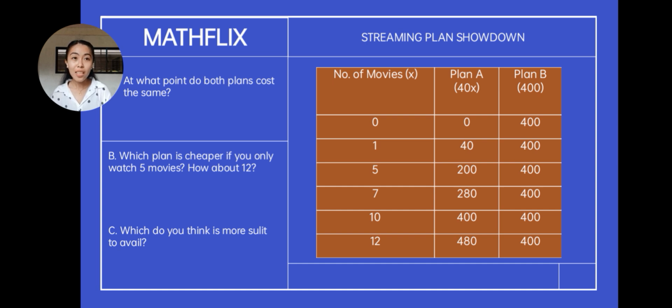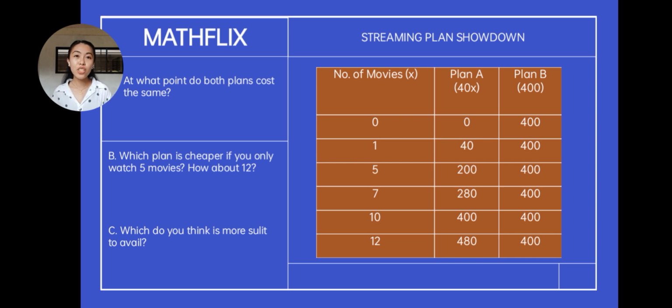Let's say you did not watch any movie. For plan A, you don't have to pay anything. Unlike plan B, whether you watch a single movie or more, you still have to pay a flat fee of 400 pesos. Meanwhile, if you watch a total of 7 movies, for plan A, you have to multiply 40 by 7, and so you have to pay 280 pesos. But for plan B, no matter how few or how many movies you watch, you still have to pay 400 pesos.